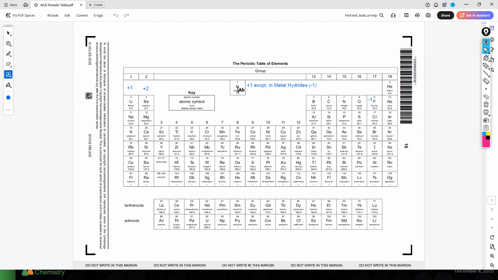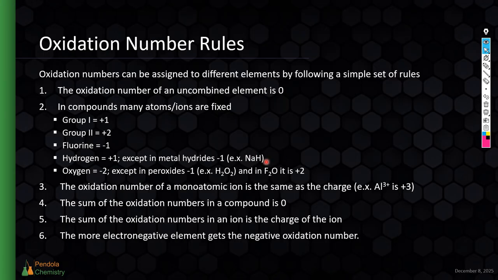So if hydrogen is, say, in water, for example, H2O, it will be +1. But if it's in a metal hydride, like sodium hydride here, NaH, or when it's paired up with any metal, essentially, it's going to be a -1 oxidation number.